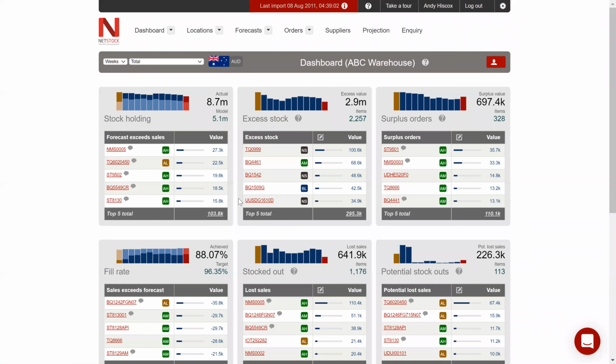And what we like to see on the dashboards is everything reducing down. And from a fill rate perspective, we'd like to see that going up. So all the graphics heading down except for fill rate heading up.